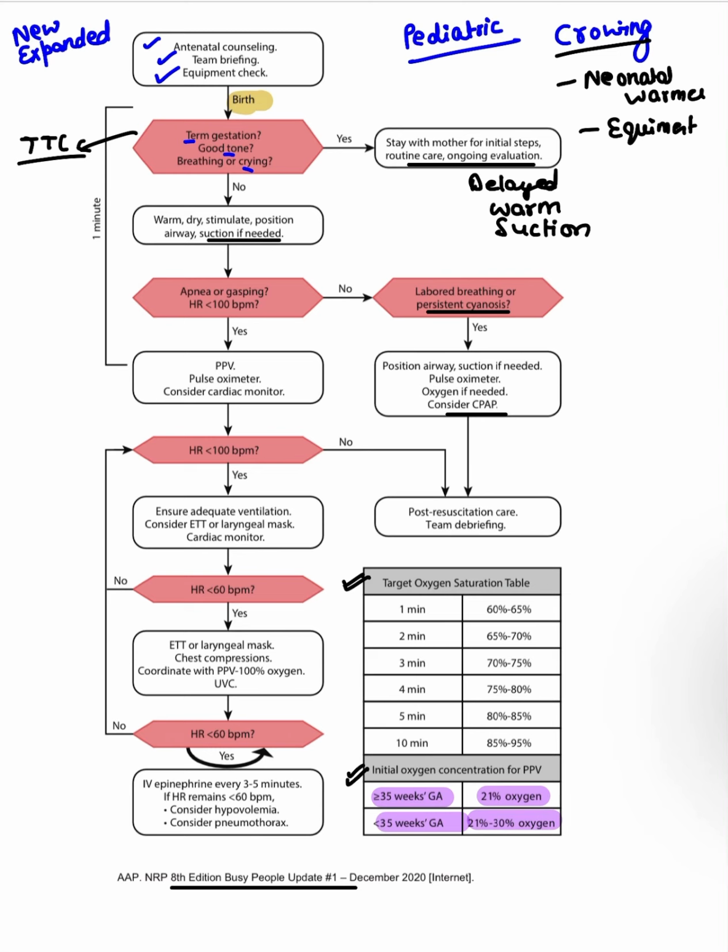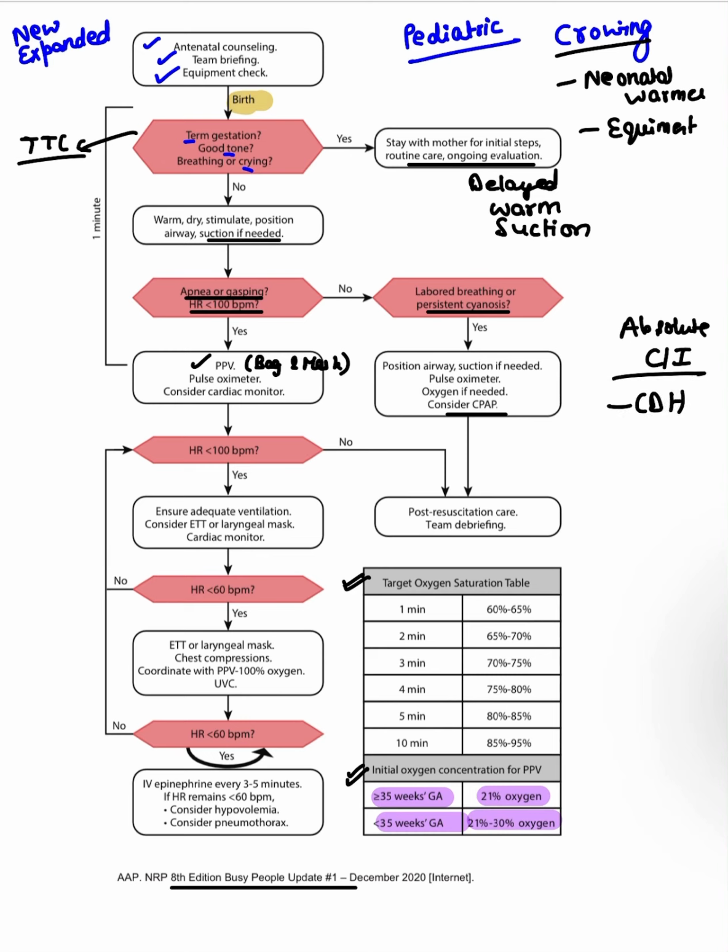Now we'll check for the heart rate. We'll see if the baby is apneic, gasping for breath, or if the heart rate is less than 100. If the heart rate is less than 100, we'll go for positive pressure ventilation, that is, bag and mask ventilation. You might have remembered that there is one absolute contraindication for bag and mask ventilation. Can you recall? That is congenital diaphragmatic hernia.